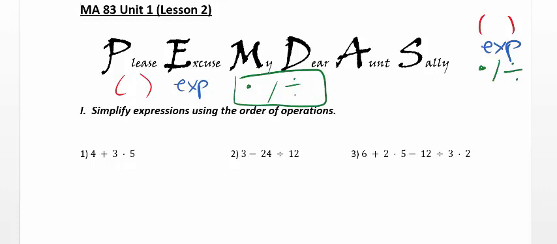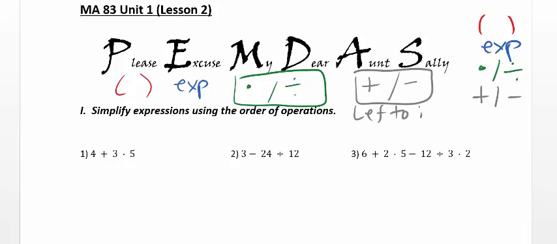Then we go back and do all of our addition and subtraction in order from left to right. And the A in Aunt stands for addition, and the S in Sally stands for subtraction. Again, they have equal weight. You just go in order from left to right for both multiplication and division, and then our addition and subtraction.